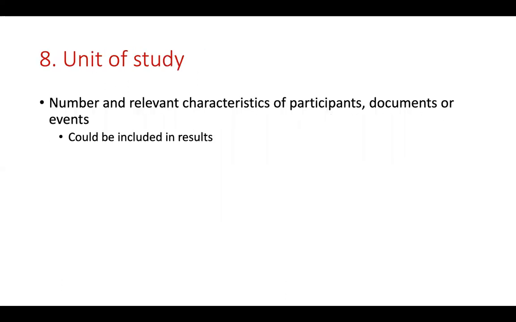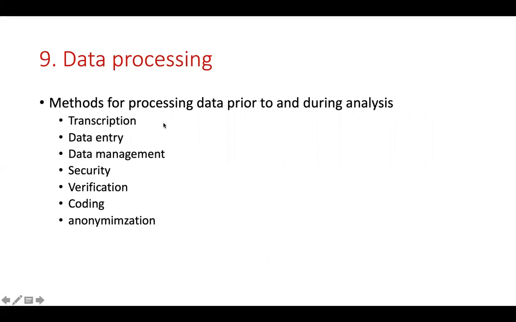In the unit of study, we could report the number and relevant characteristics of the participants, documents, or events, and this can also be included in the results section. For the data processing, we would report or write the methods for processing data prior to or during analysis. So how the transcription was done, how was the data entered, if any analysis tool or software were used, how the data was managed, how was data security mentioned, how was data verified, how was it coded, and how anonymization was obtained.